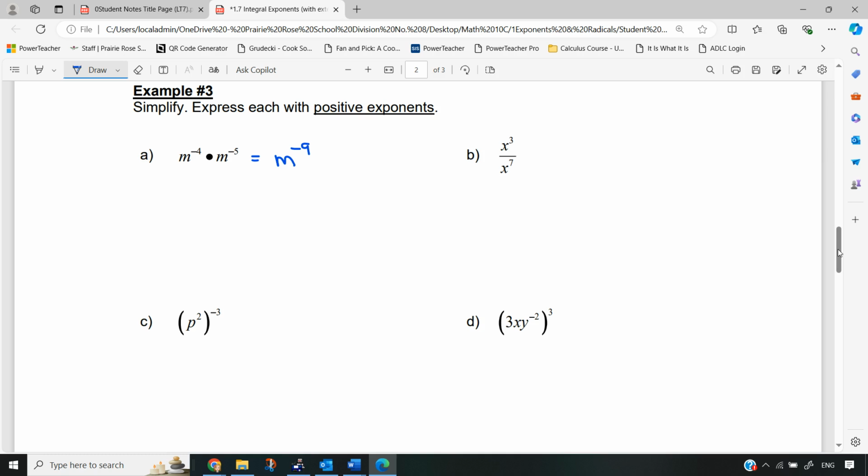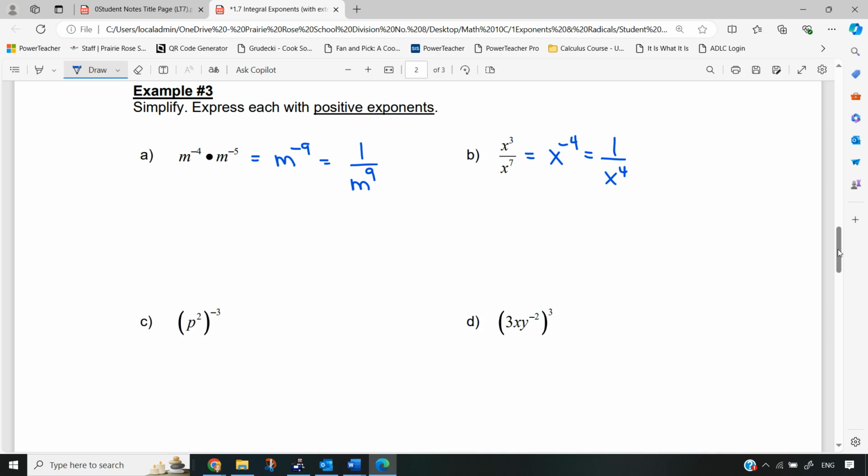Now I ask myself, are there any negative exponents? There are, so I go one step further and I change this to 1 over m to the 9th. For b, we have x to the 3 divided by x to the 7th. Well, 3 minus 7 is x to the negative 4, and then I can convert. Now, I do a bit of a shortcut sometimes with division.